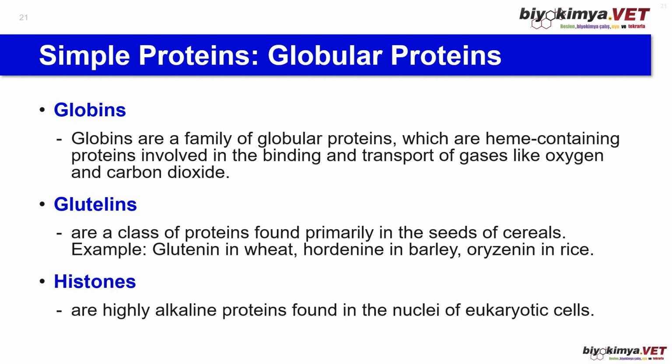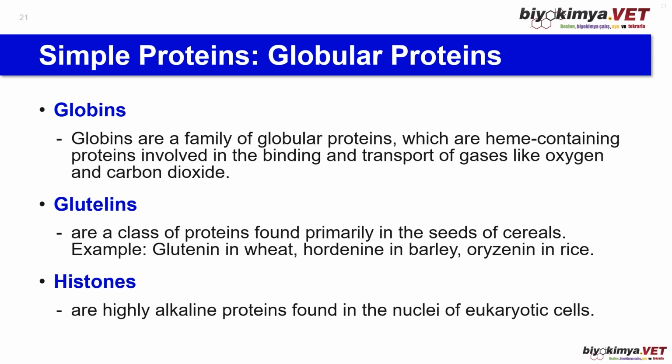Histones are highly alkaline proteins found in the nuclei of eukaryotes. Histones are highly alkaline because they carry the basic amino acids in higher ratio: lysine, histidine, and arginine.